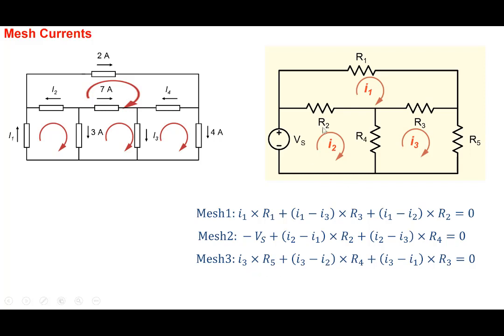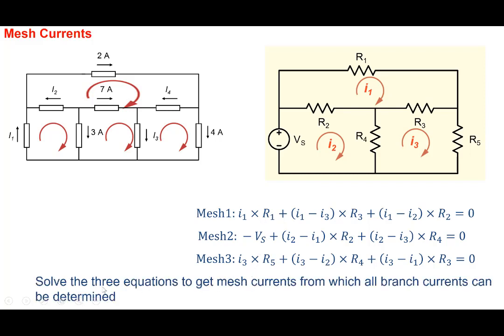So the idea is that you identify all the meshes that are there. You associate currents with these meshes, I1, I2, I3. And in each one of those meshes, you write down KVL. And so we have 3 unknowns, I1, I2, I3, and we have 3 equations. So what we have done is we have transformed the circuit into a system of equations, and you can solve these three equations to get the mesh currents. You will get I1, I2, I3.